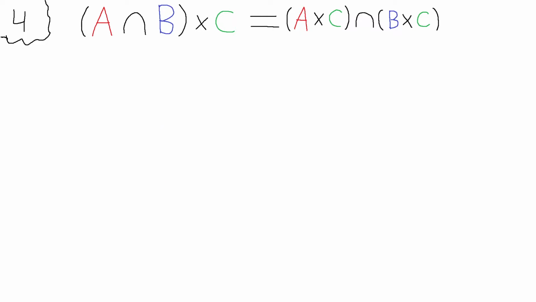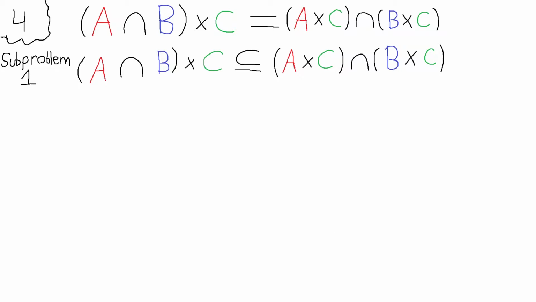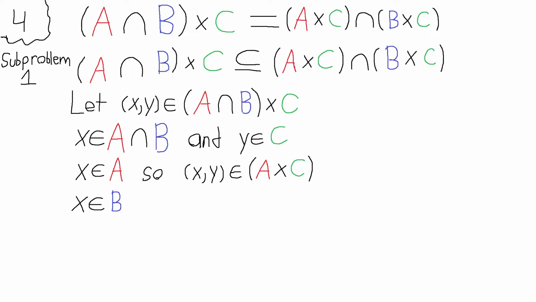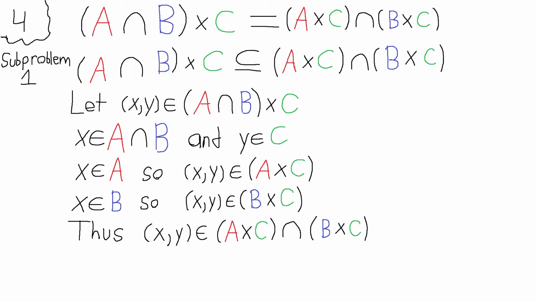Our first subproblem is that we need to show that the left side is a subset of the right side. Let xy be an ordered pair element of the left side. Then x is an element of the intersection of A and B, and y is an element of C. X is an element of A, so xy has to be an element of A cross C. X is an element of B, so xy also has to be an element of B cross C. Thus, xy has to be an element of the intersection of A cross C and B cross C.